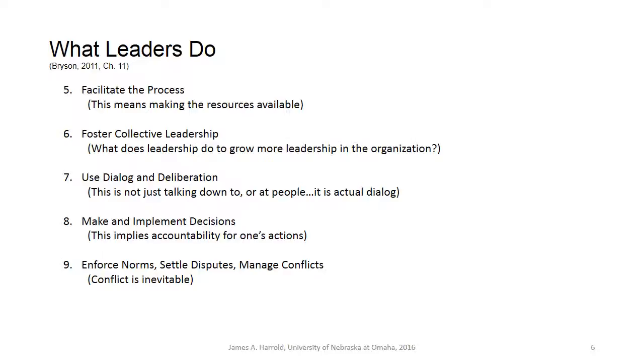And then a leader uses dialogue and deliberation. Well, you know, this doesn't actually go down very well in some organizations, does it? Because some leaders actually like to talk down to people or at people. You know, they don't like to use actual dialogue with people. And then a leader makes and implements the decisions. Well, what that really implies is accountability for one's actions. A leader is accountable for the decisions that they take, right? It's not something that a leader can pass off to others.